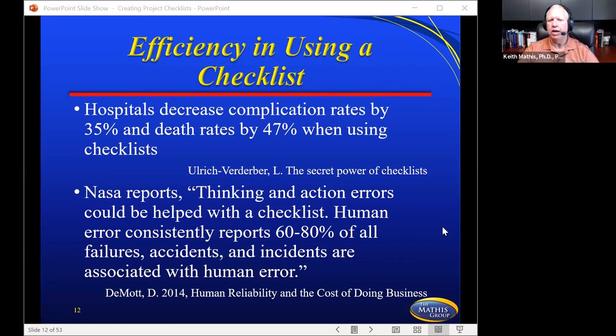Hospitals decrease complication rates by 35%, death rates by 47% when using a checklist. Now, if you've been in the hospital, then you've seen some of this stuff happen. If you've not been, then you don't realize how detailed they are in following the process. They've got the bands on your arms. I don't know if you know this, but man, they're going to ask you your name 14 times.